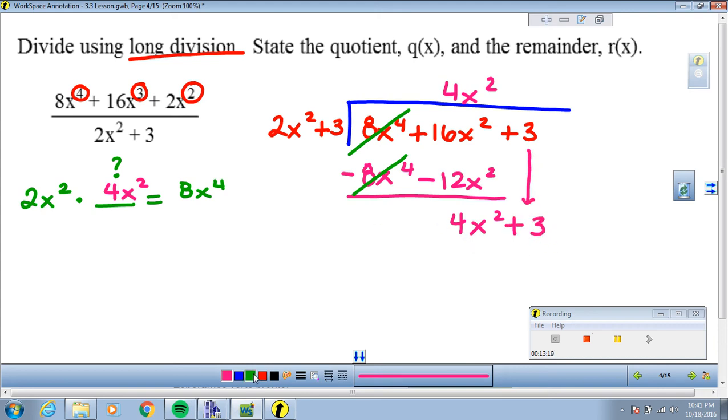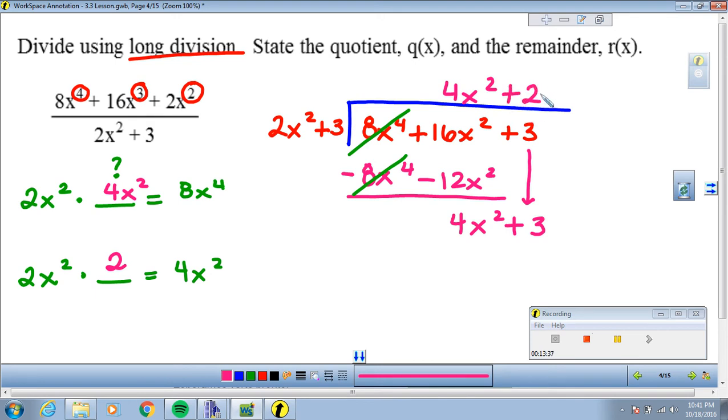You start again. 2x squared times something has to equal 4x squared. So 2x squared times 2, just times 2, would equal 4x squared. So over here on the top, I put plus 2.